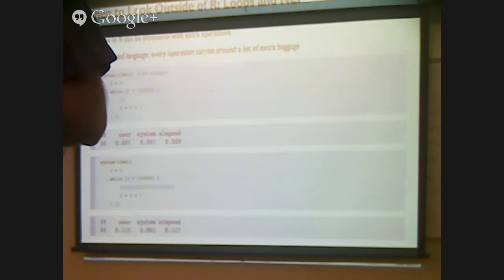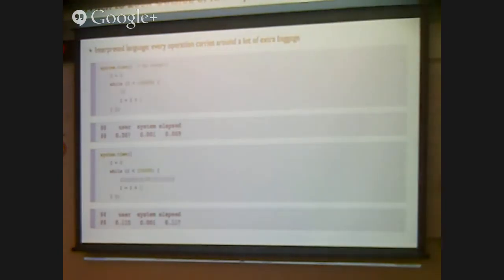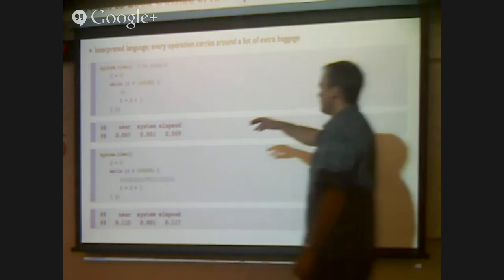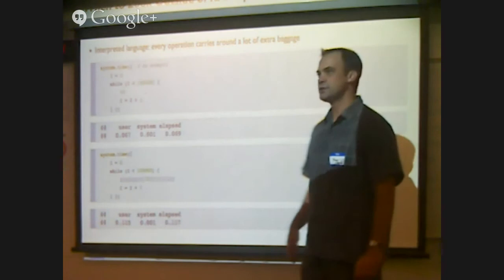So a few things: when to look outside of R, loops and NLP. This is just an example of the same loop. It's a while loop. It counts from 0 to 100,000. And then it's got this thing buried in here, 10. It's not doing anything. It's just sitting there.